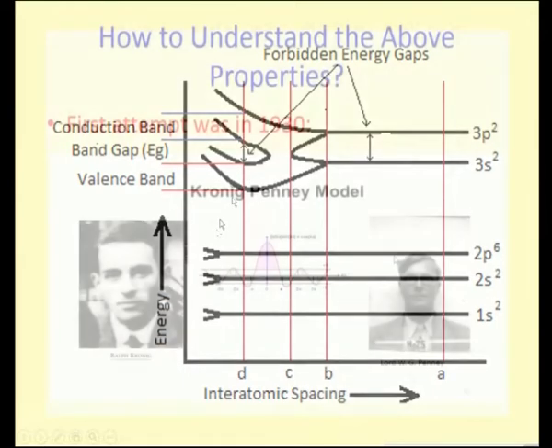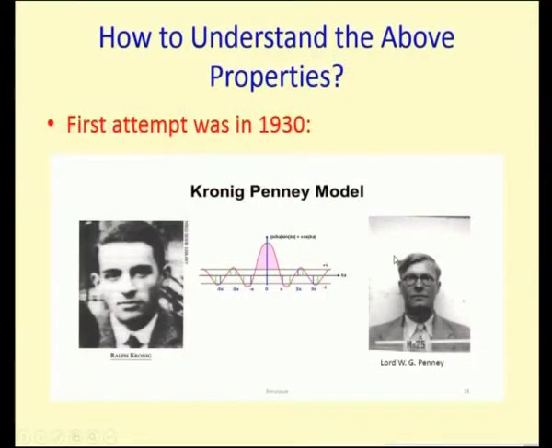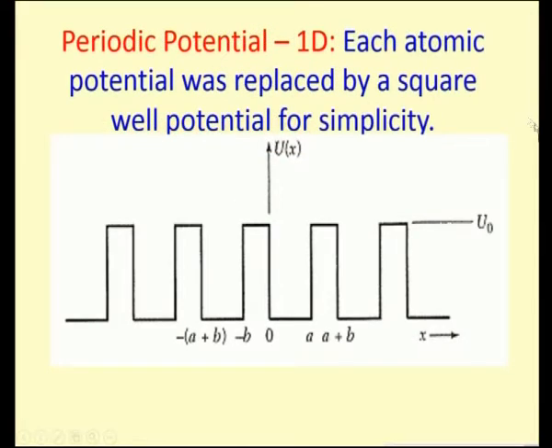How to understand the properties of electrons in this kind of potential variation? This is the so called periodic potential problem, and this was first studied by Kronig and Penney and is very well known as the Kronig-Penney model. Here we consider a periodic potential in one dimension.